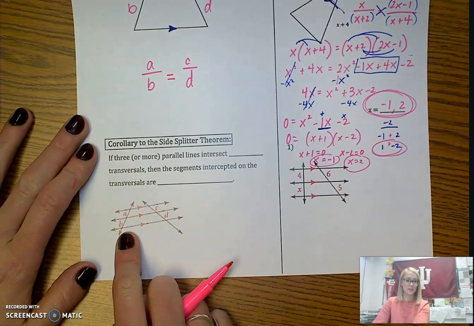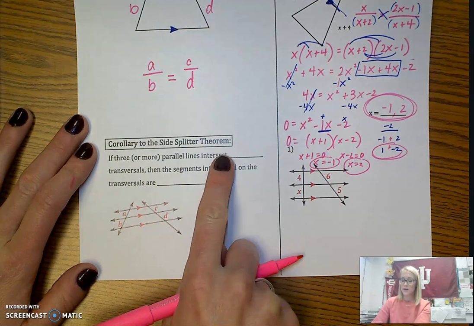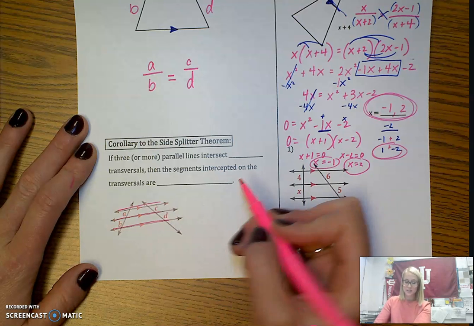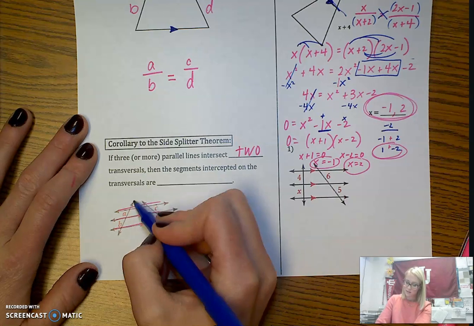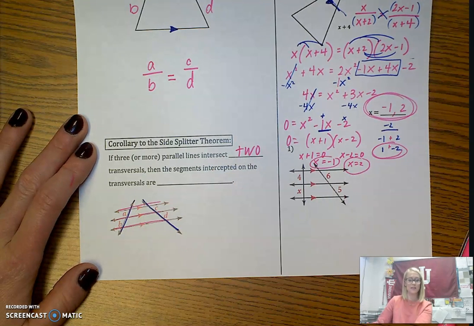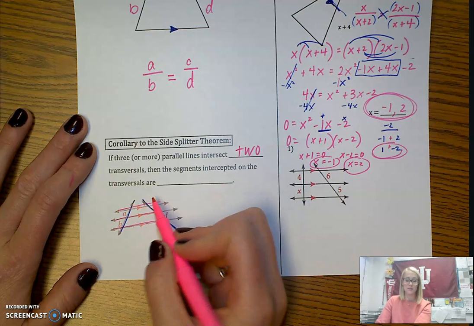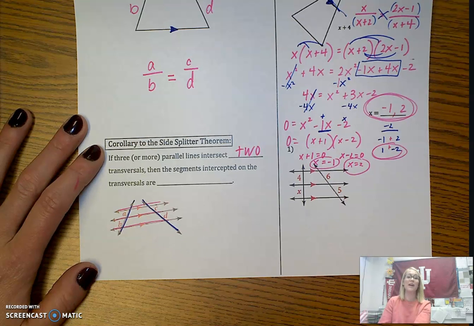So this crazy picture here, there's a super easy proportion to set up to find a missing piece in this guy. The corollary says if 3 or more parallel lines, so that's these guys here, intersect 2 transversals. So like there's one transversal, there's the other. Then the segments intercepted on the transversal, basically the pieces on my blue transversals here, they are proportional.